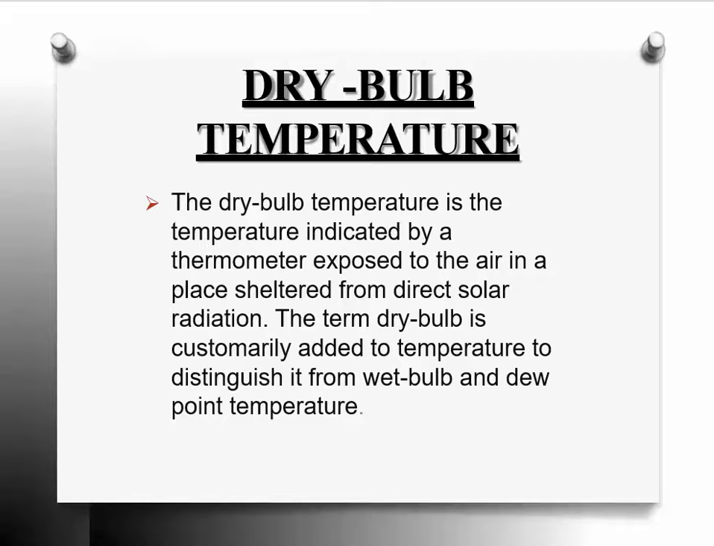Next we have the dry bulb temperature. The dry bulb temperature is the temperature indicated by a thermometer exposed to the air in a place sheltered from direct solar radiation. The term dry bulb is customarily added to the temperature to distinguish it from wet bulb and dew point temperature.